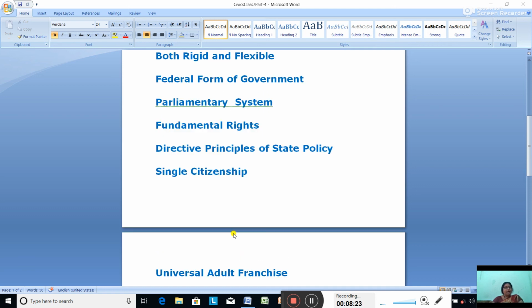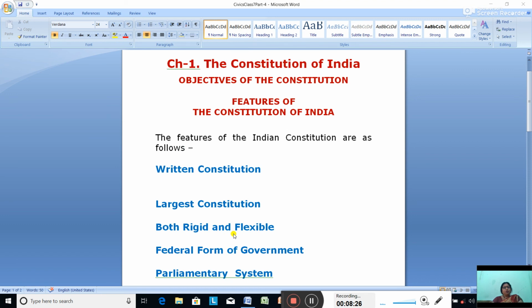So, in today's class, I explained to you the features of the Constitution. I have explained all of them in detail.